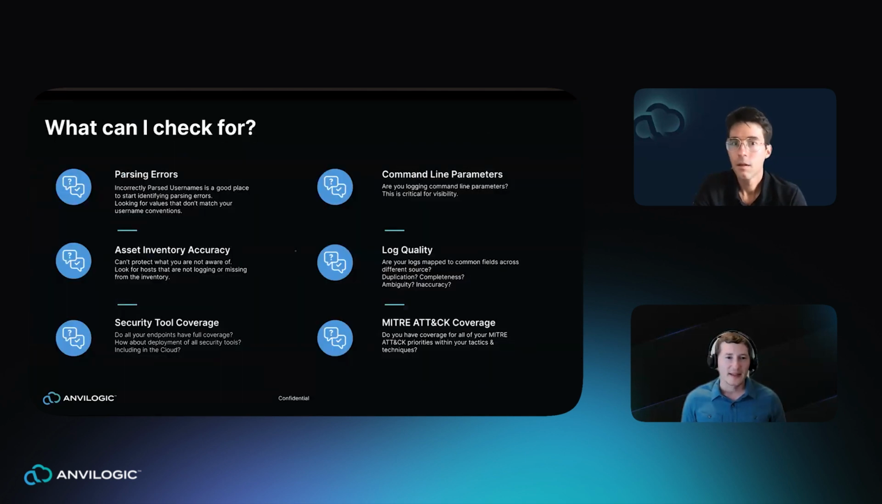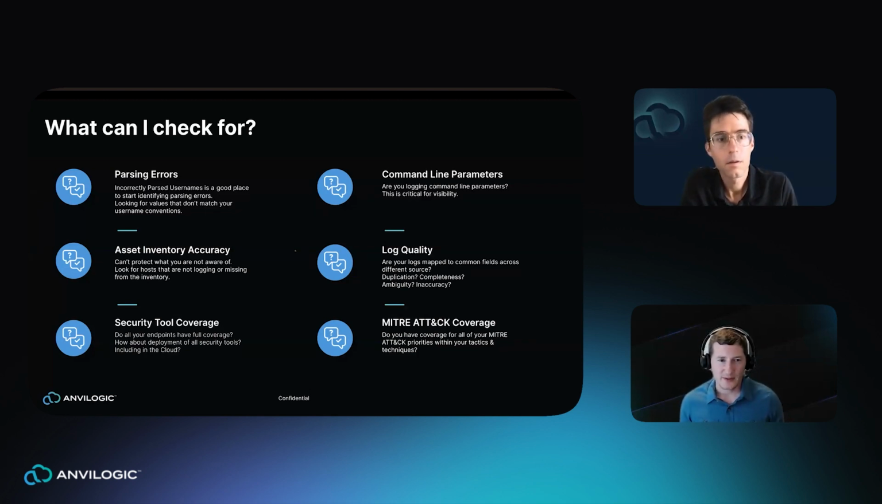Cool. And then the last thing we got is a little takeaway, some checklists to go through and things to look at there. So you can go for it. Yeah, I wanted to talk about just 1 or 2 of these that I think are super critical. All of them are super important, but we mentioned asset inventory. You really can't protect what you're not aware of. Look for hosts that are not logging, or you can take a threat hunting approach and look in your logs and try to find hosts that you're not aware of.